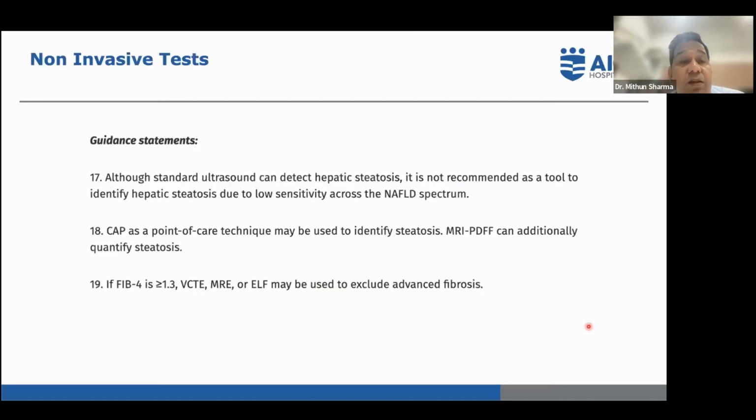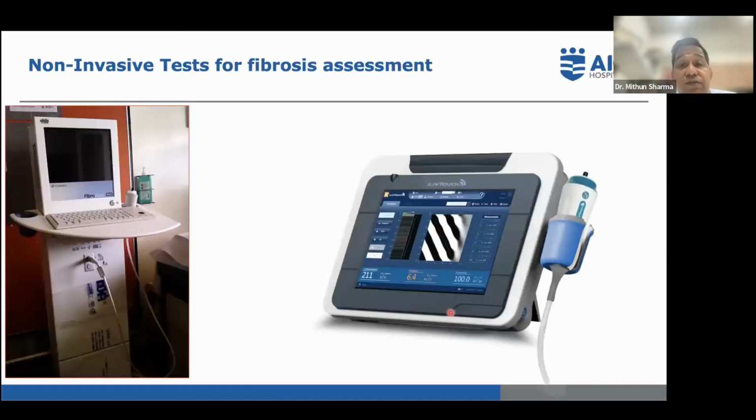Coming to the non-invasive tests, the guideline says ultrasound is not recommended as a tool to diagnose steatosis because it has low sensitivity. However, in real-life scenarios, this is the test which brings the patient to the doctor. CAP score is one which can tell us about the degree of steatosis, and we can also use MR-PDFF, or if the FIB score is more than 1.3, we can use any of the non-invasive tests.